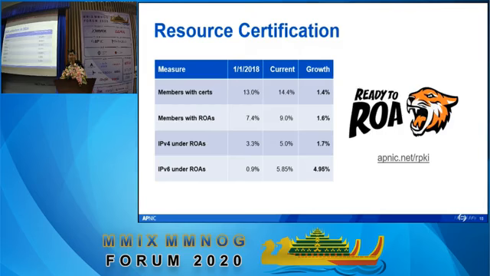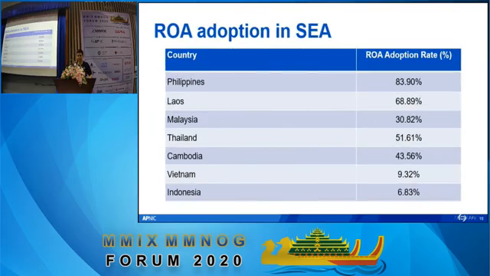So let's have a look at the ROA adoption in the Southeast Asia region. Leading the pack, we have the Philippines with 83.9%, followed by Laos with 68.89%. But please note that this is not a competition that I'm promoting here, but I do like to recommend and encourage everyone here to register your ROA.